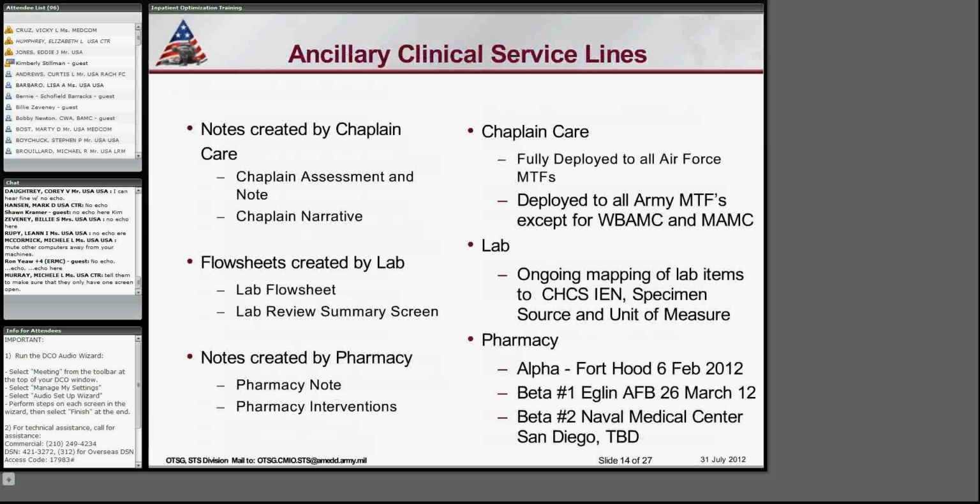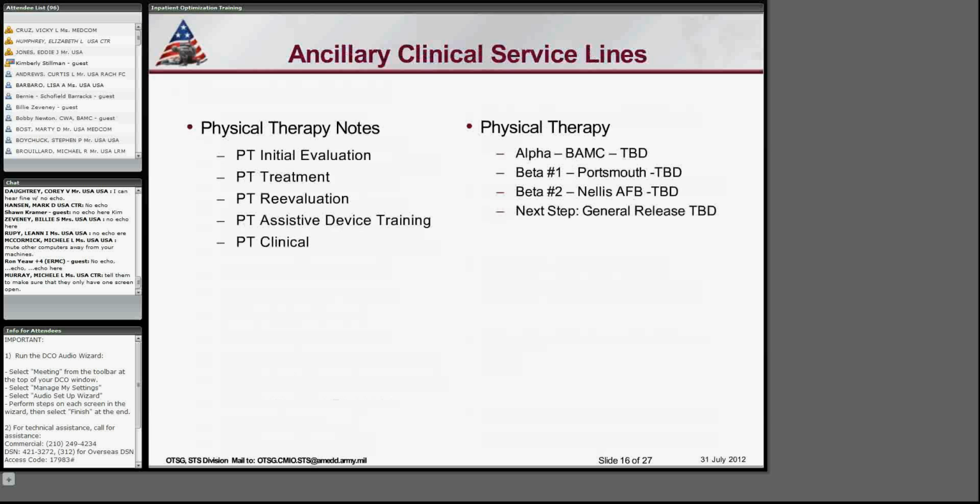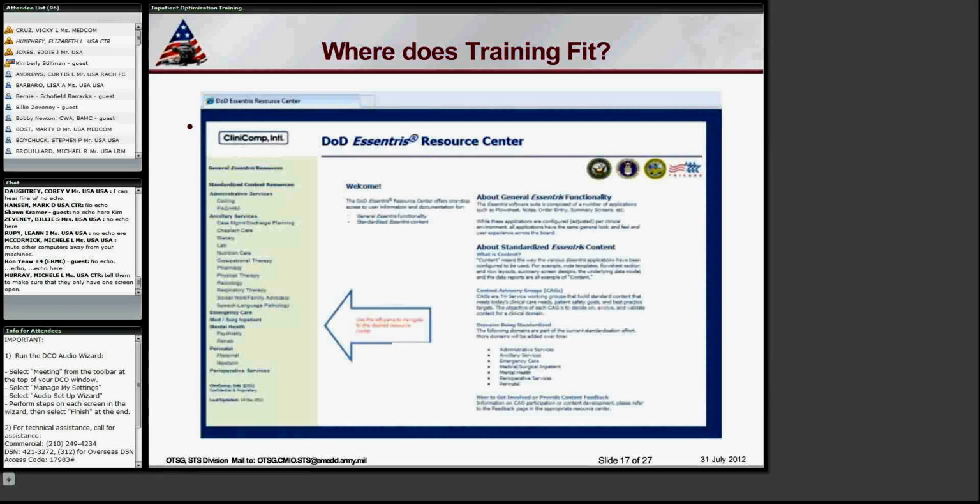I mentioned pharmacy already. There's only 2 pharmacy notes, the pharmacy note and the pharmacy interventions. The pharmacy note is what many of you would call a super note. It includes many different pieces within it, from renal dosing to pharmacokinetics, anticoagulation, etc. Respiratory therapy is also working on notes as well as flow sheets. So that group has been working hard for a number of months at this point. Physical therapy also working on their notes.